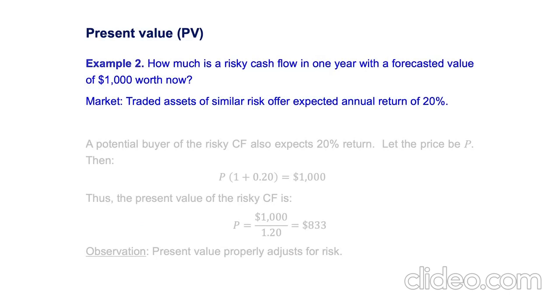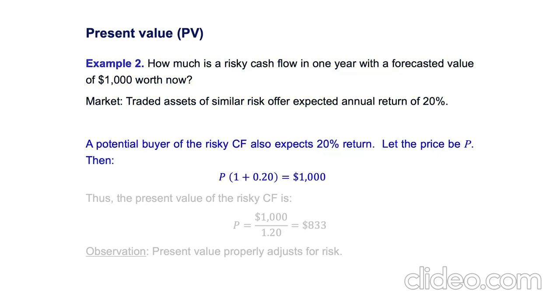In the second example, we're going to assume that this $1,000 in 1 year is no longer certain, but rather it's risky. The question is, how much should it be worth today? Let's again look at the market. Suppose that traded assets of similar risk offer an expected annual rate of return of 20%. Well, given that, we can easily compute the current market value for this cash flow of $1,000 in 1 year.